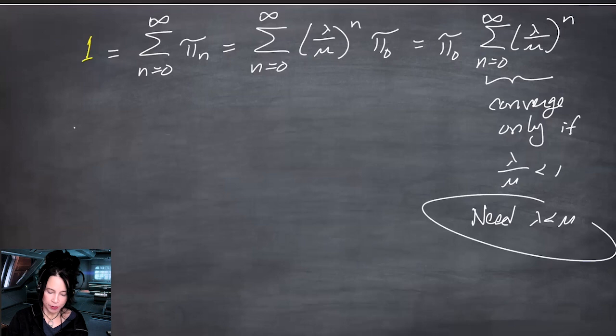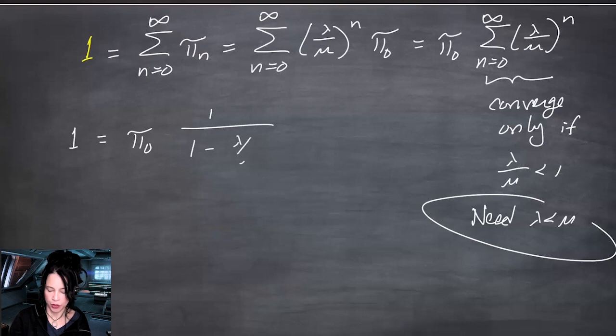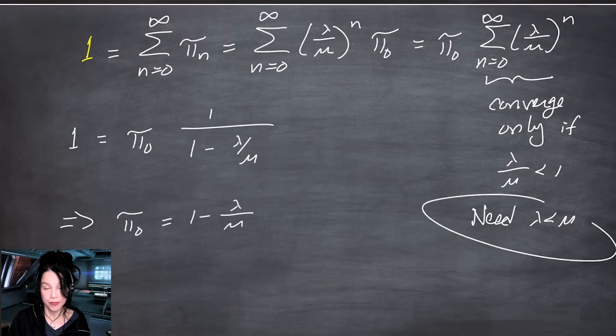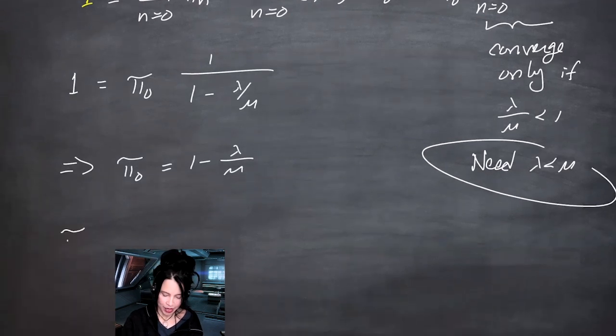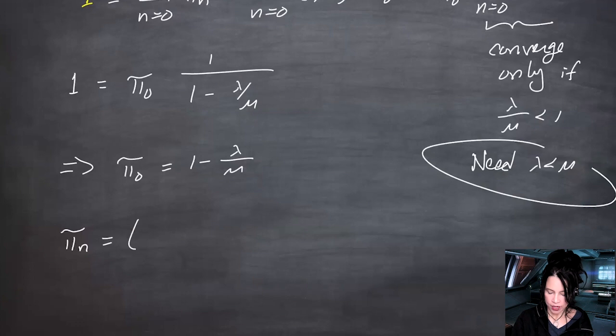And yeah, let's add this up. So we have 1 equals pi 0, and I'm going to do that geometric sum. It's 1 over 1 minus lambda over mu. And this implies that pi 0 is 1 minus lambda over mu. And pi n, therefore, was lambda over mu to the n times pi 0.